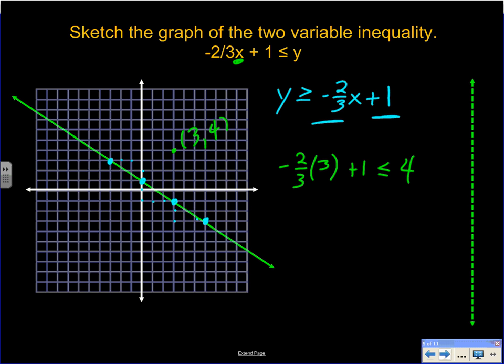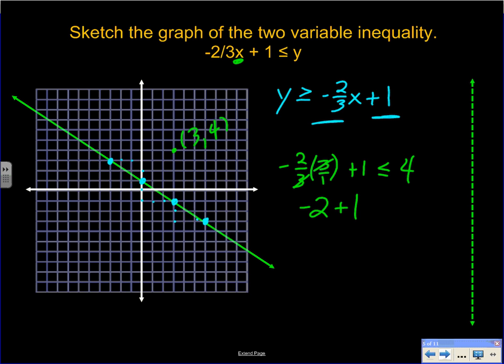So now let's work this out. Negative 2/3 times 3, well, 3 over 1, and I know the 3's will cancel out, so I'm left with negative 2. And you notice that's the reason why I picked an x value of 3, so that way it would cancel out with the denominator there.